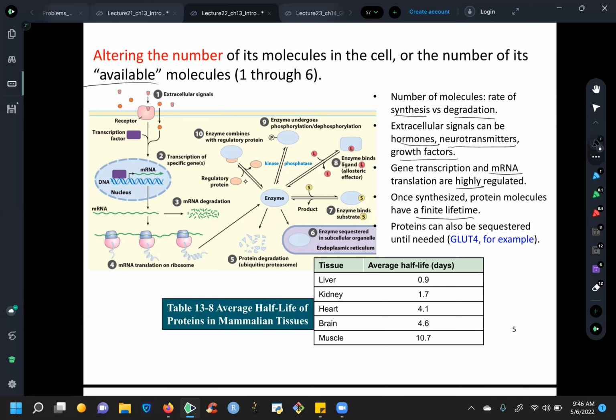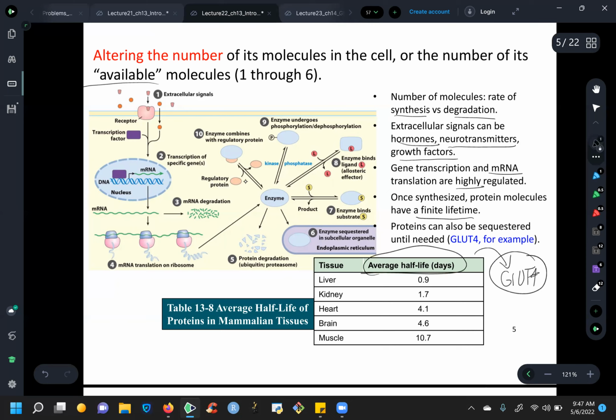It has a finite lifetime. Proteins can also be sequestered until needed. So you can have a little thing where you store your protein for a little bit longer until you need it. The average half-life in days means, for example, in the liver, the proteins can last 0.9 days. That's the half-life, so really it's almost 2 days before it's degraded. In the kidney, 1.7, so probably about 3.4 days. In the heart, 4.1 is the half-life, so the proteins in the heart last about 8.1 days. So you have to constantly be making new proteins.